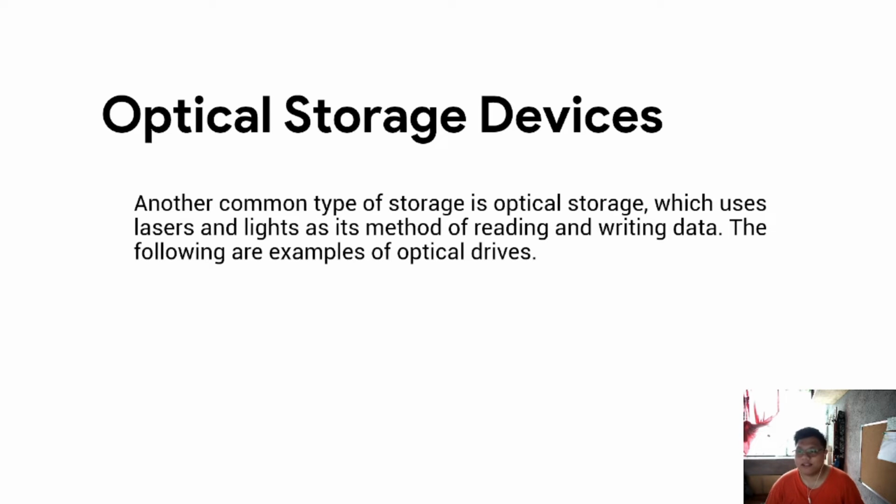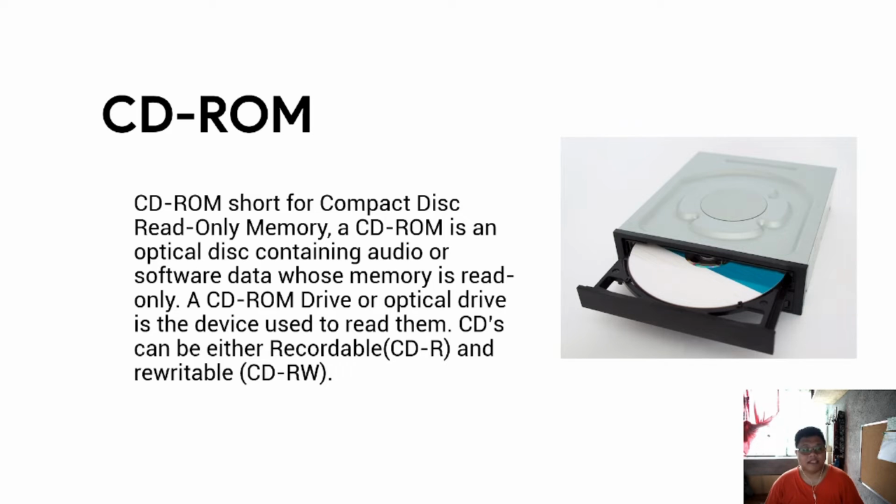I think we know the most common example. We have the CD or the CD-ROM. CD-ROM, short for compact disc read-only memory, is an optical disc containing audio or software data whose memory is read-only. So basically, we can use the CD once. When we burn or save data here, we cannot reuse the part wherein we saved the file, it is already consumed. A CD-ROM drive or optical drive is the device used to read them.